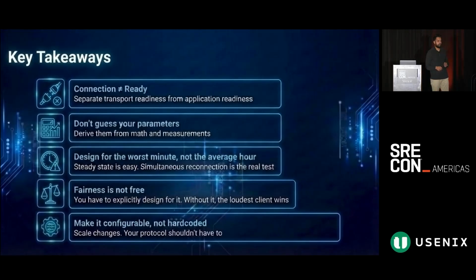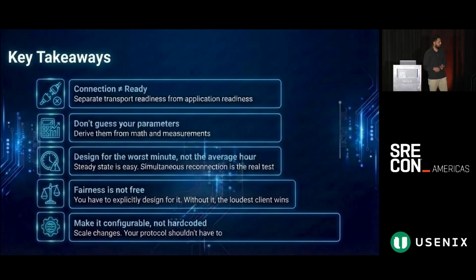Another point is fairness is not free. Systems are unfair by default. You have a lot of times bad behavior being served first, while patience is usually punished. So if you want to create fair systems, you have to explicitly design for it. In our situation, the loudest clients, the broken clients, were winning over the healthy ones, and we had to design for it.